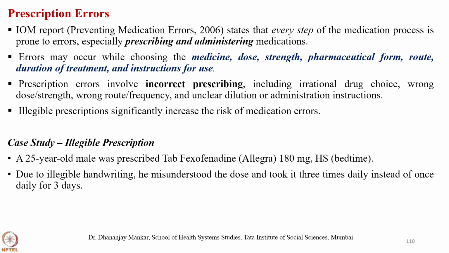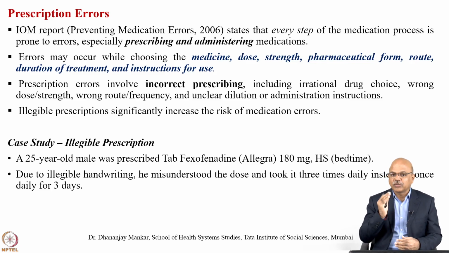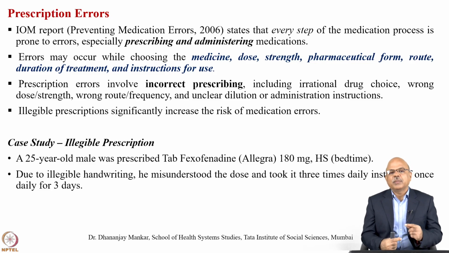With respect to prescription errors, what is the stand that was reported in 2006? The IOM report on preventing medication errors stated that every step of the medication process is prone to errors, especially prescribing and administration of the medication. When you are prescribing, there are a lot of chances that you can miss, and while administering the medications, there are also a lot of chances that you can miss.